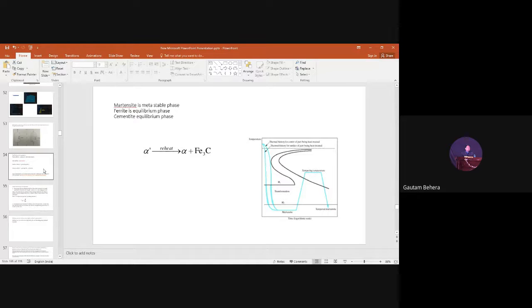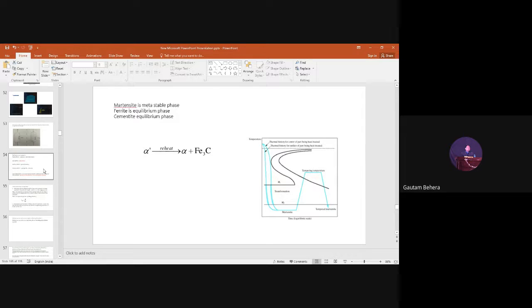Reconstructive. That is called reconstructive transformation. And the lower C curve is called diffusionless, basically diffusionless, but actually not all are diffusionless. So it is called displacive transformation. Now you recall the points? Yes, sir. Reconstructive and displacive.